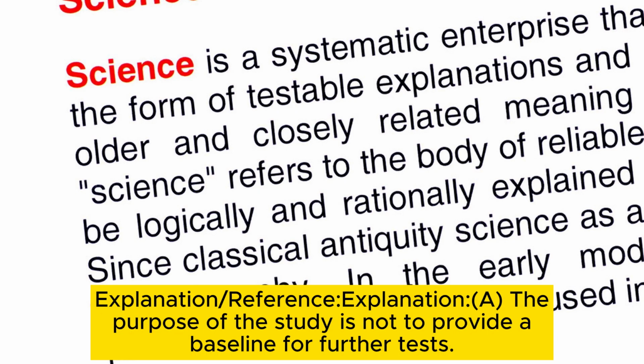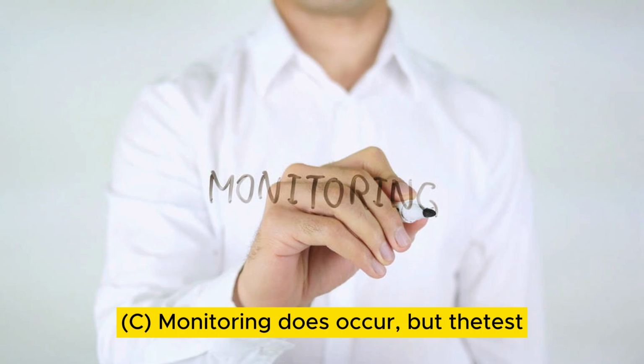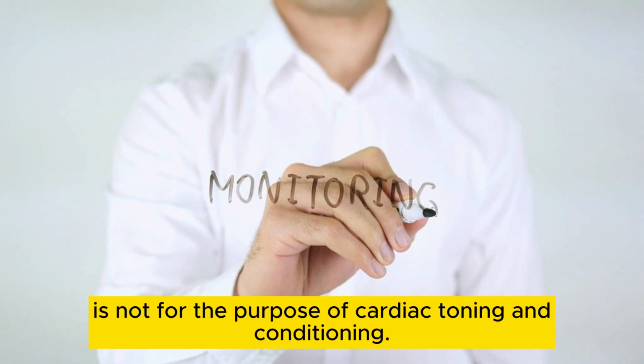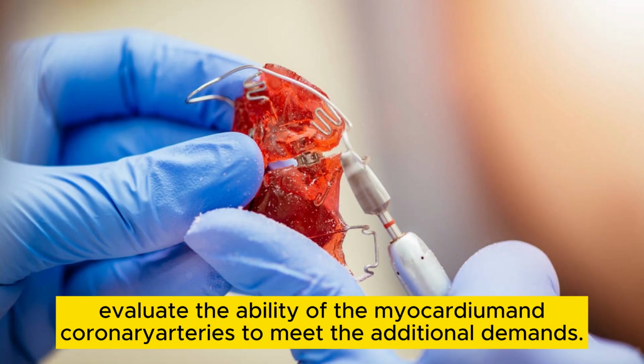Explanation. A. The purpose of the study is not to provide a baseline for further tests. B. The test causes an increasing O2 demand beyond that required to perform usual daily activities. C. Monitoring does occur, but the test is not for the purpose of cardiac toning and conditioning. D. Exercise ECG, or stress testing, is designed to evaluate the peripheral and myocardial needs for O2 to evaluate the ability of the myocardium and coronary arteries to meet the additional demands.